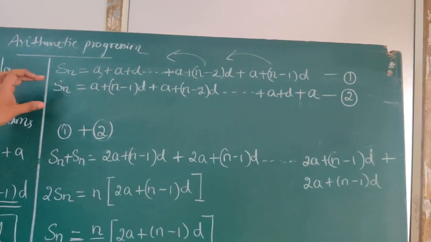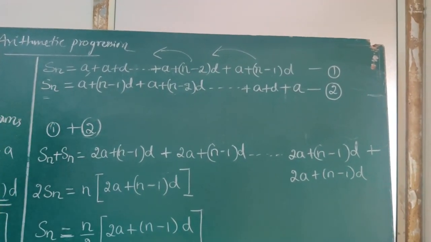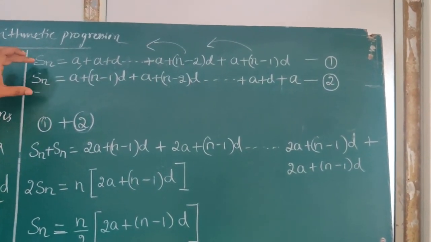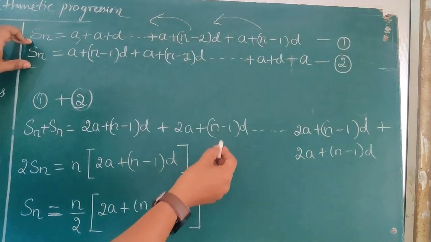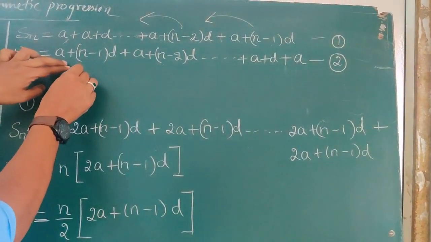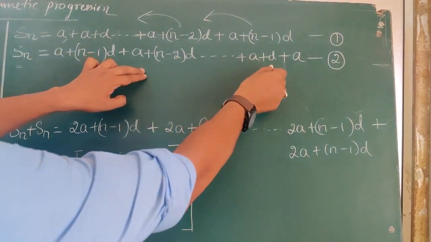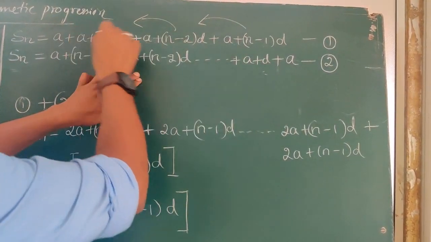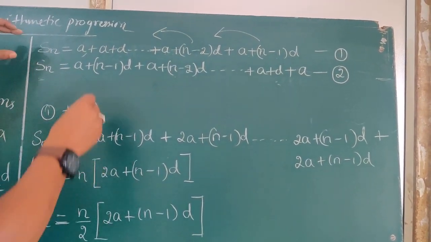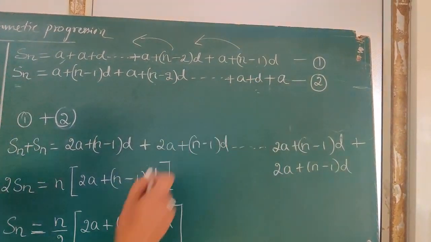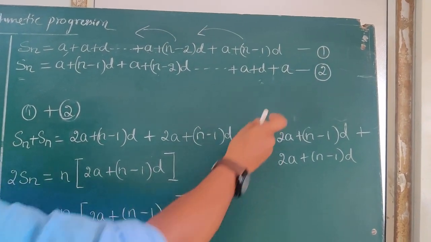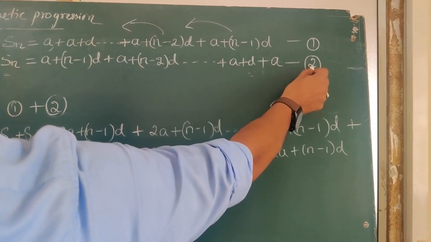Now, sum of n terms in the reverse order. If you write the sum of n terms in reverse order, write down the last term, then the penultimate term, and so on, up to a plus d and a. This is the reverse order. The first is written in straight order and then the reverse order is taken. Now take the first as equation 1 and the second as equation 2.